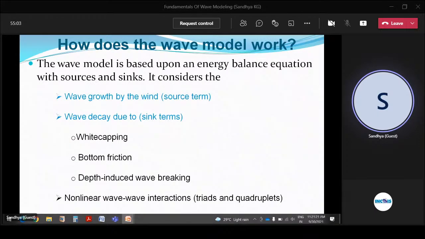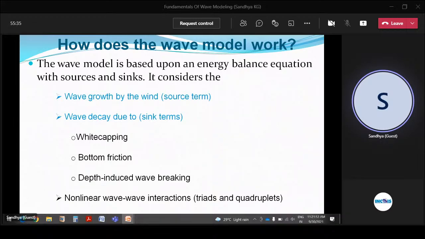Now, how does a wave model work? The wave model is based upon the energy balance equation with sources and sinks. I'll show the energy balance equation in the coming slide. So it considers wave growth by wind, which is a source term, wave decay due to whitecapping, bottom friction, depth-induced wave breaking, and then nonlinear wave-wave interaction, two types, triads and quadruplets. We'll understand each of these terms in the coming slides.